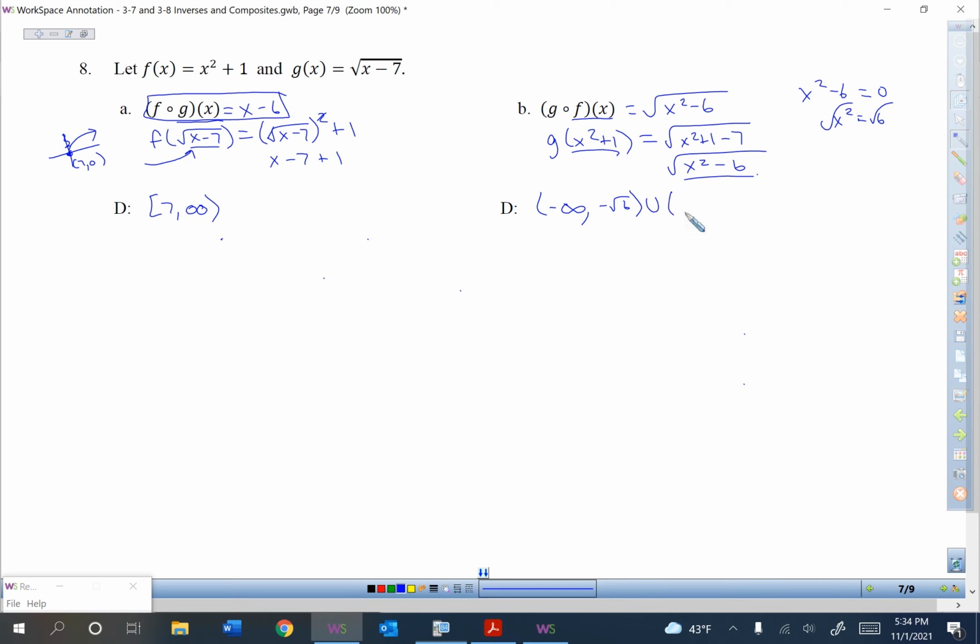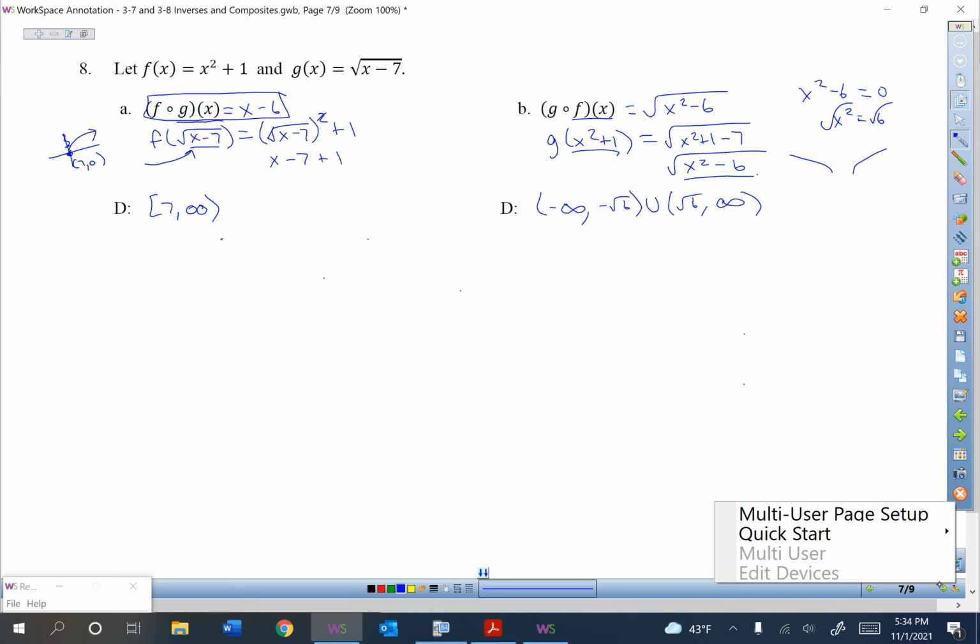And then the second part is the positive square root of 6 to infinity. You do not need to know that the graph looks like this, but hopefully you see that's the positive square root and the negative square root. That's really happening. But you do need to be able to find those numbers based on what the graph looks like.